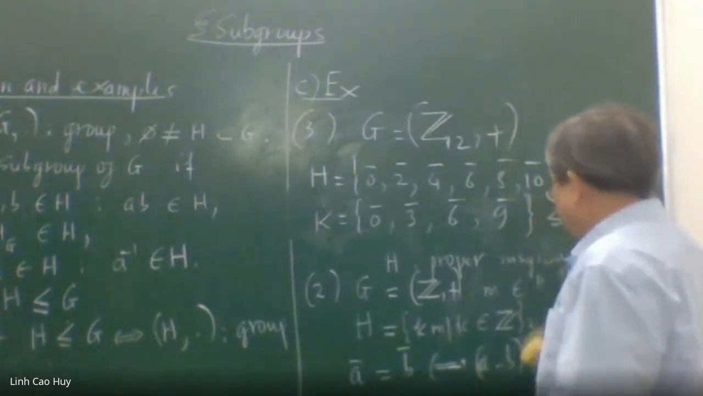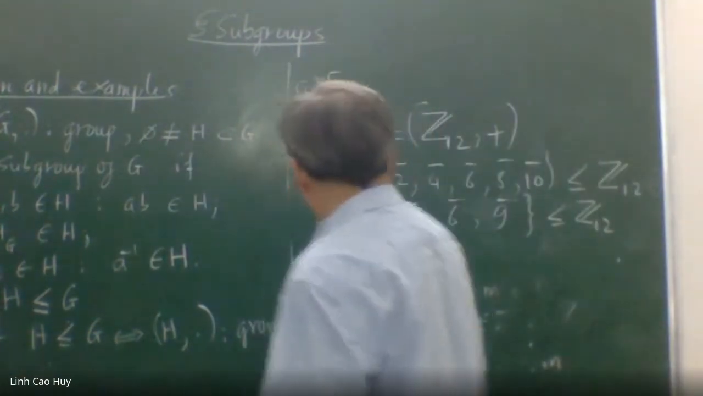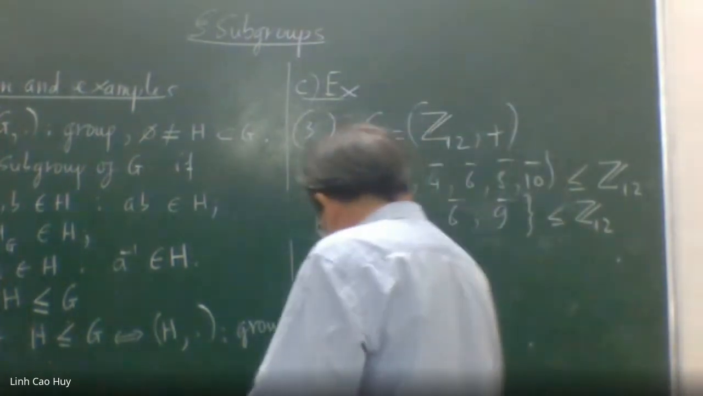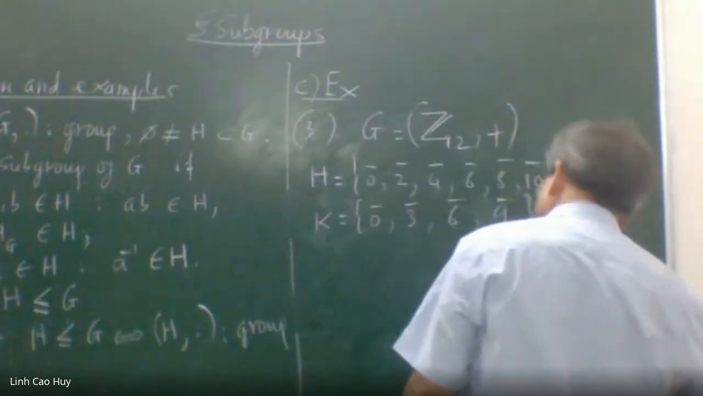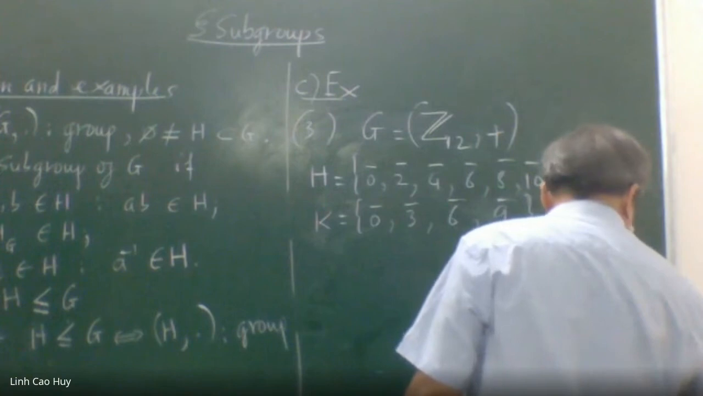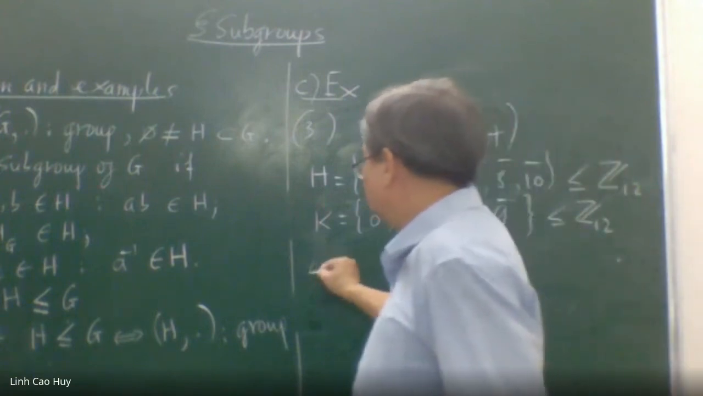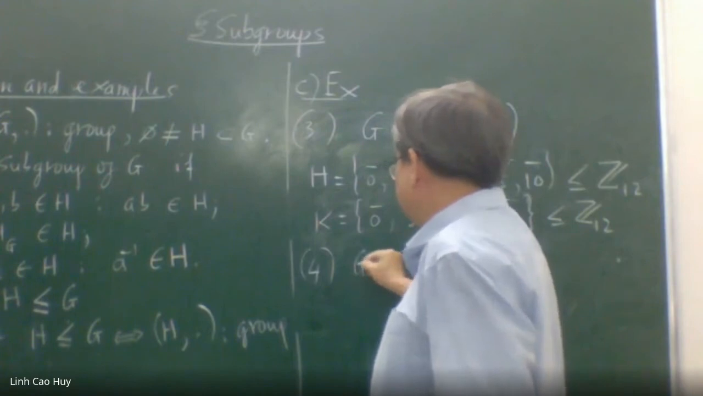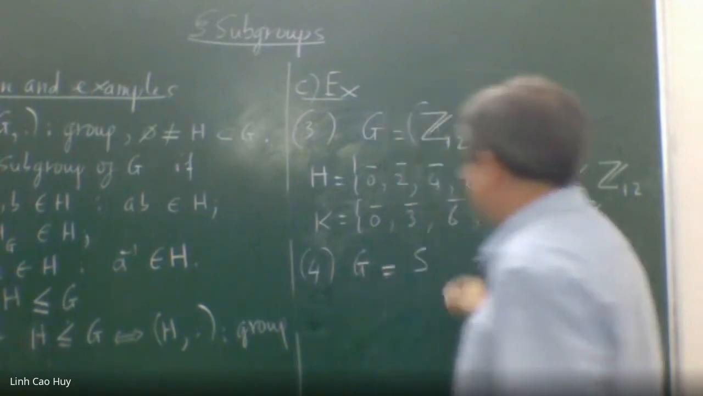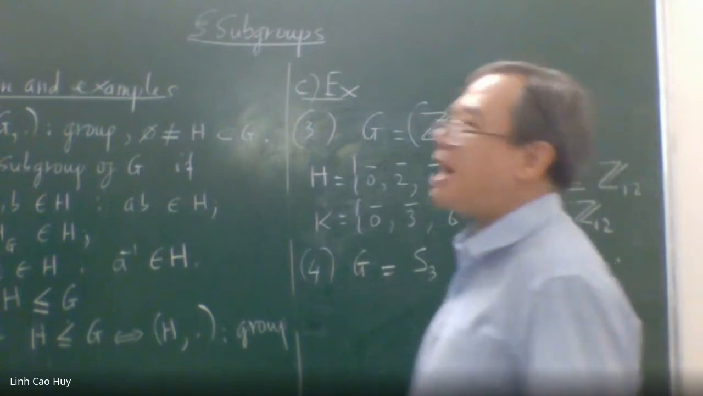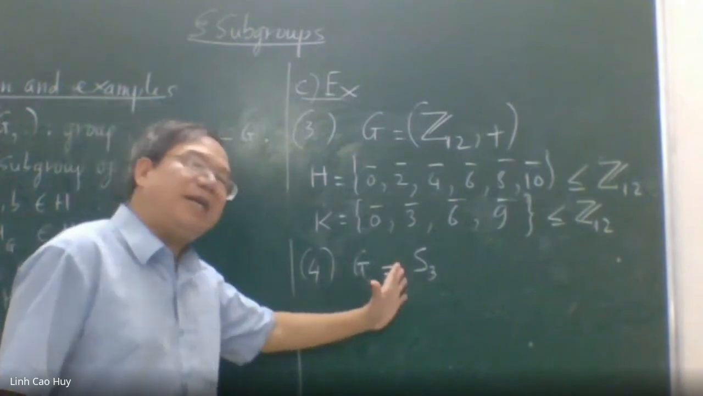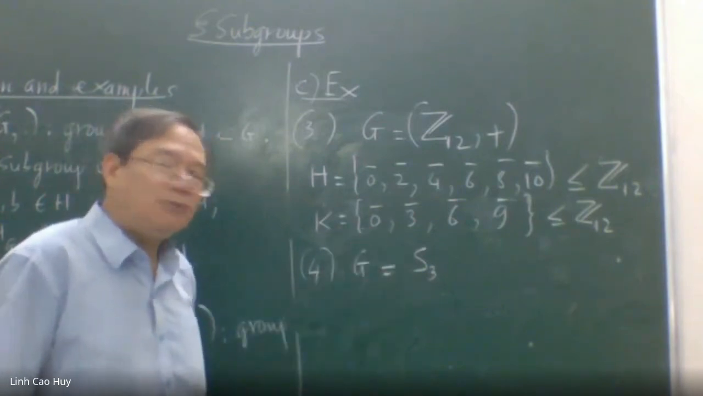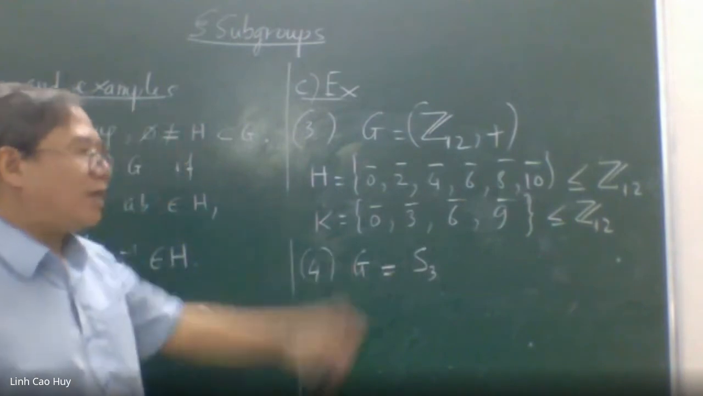Example 4. Now, we take the other example. Now we take the symmetric group S3. Đây là nhóm đối xứng S3. This is the multiplicative group, nhóm nhân. Multiplicative group. Nhớ như vậy.